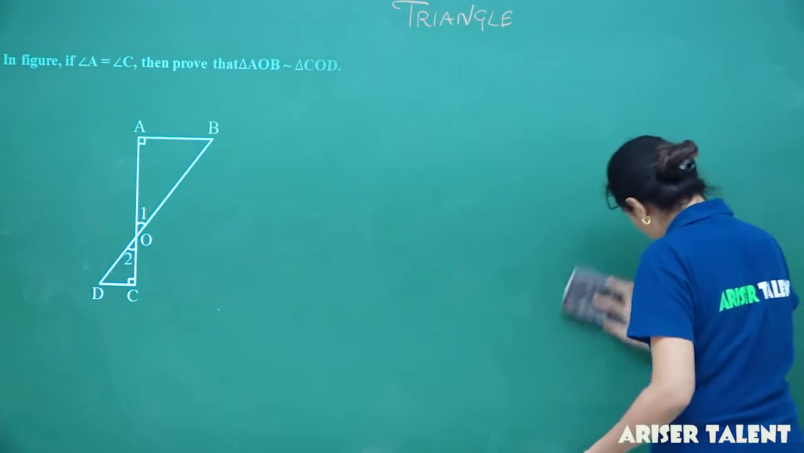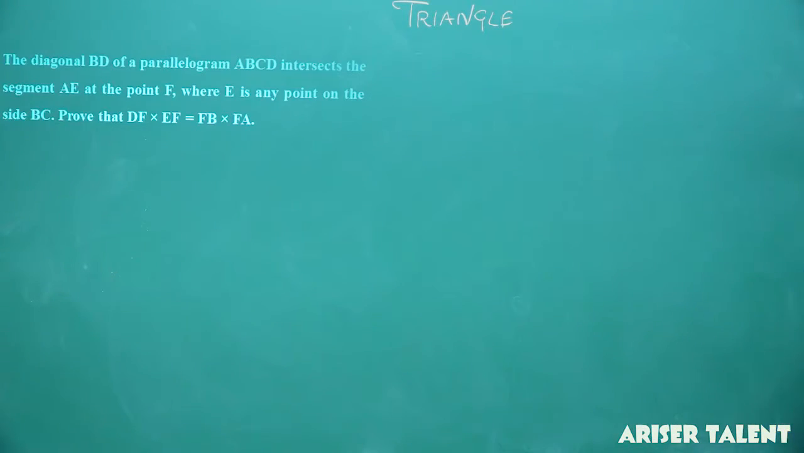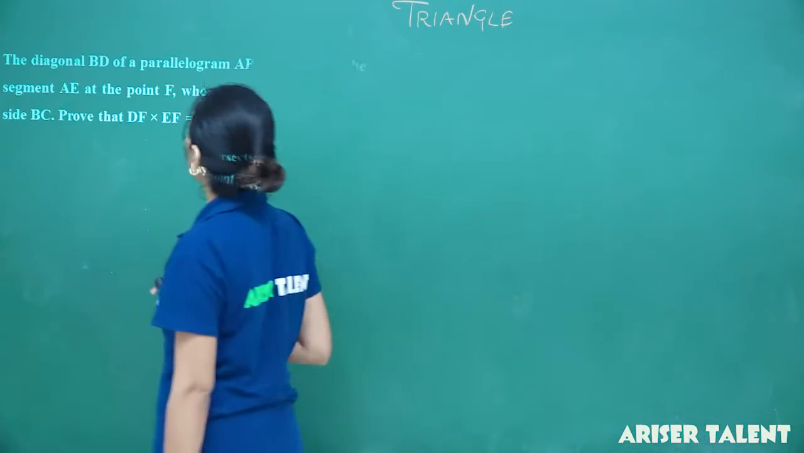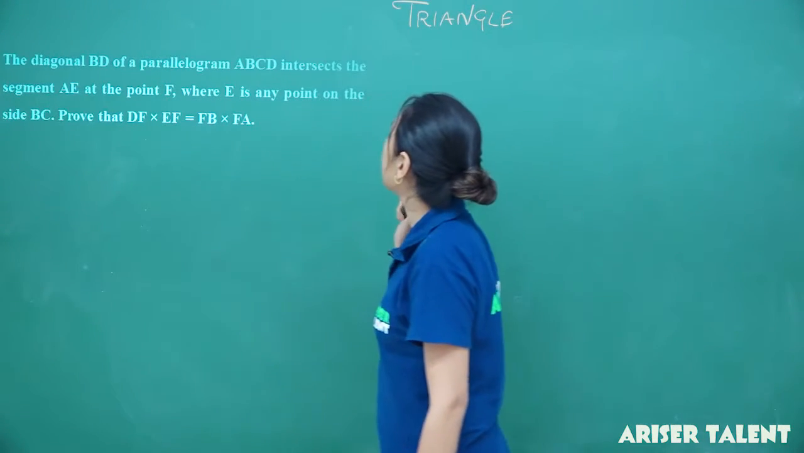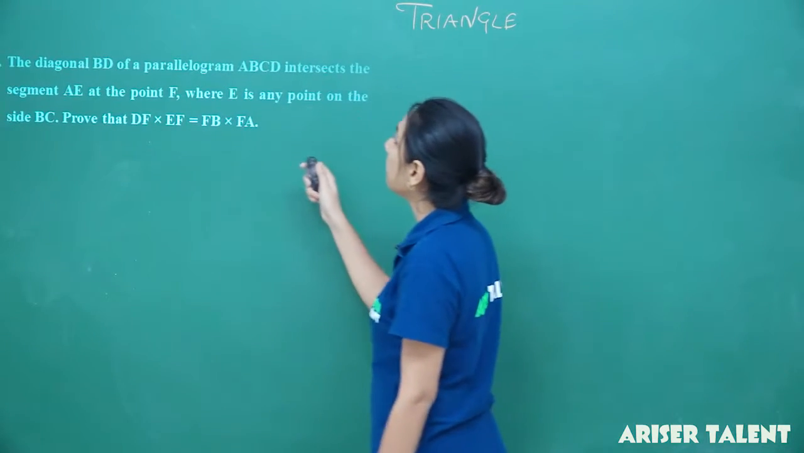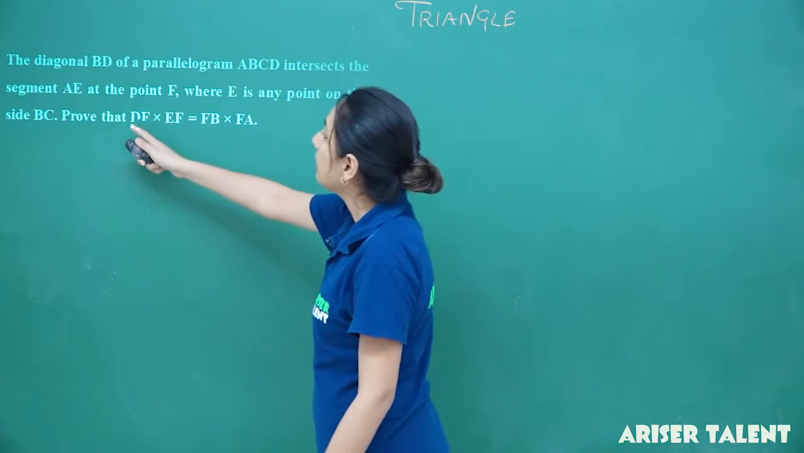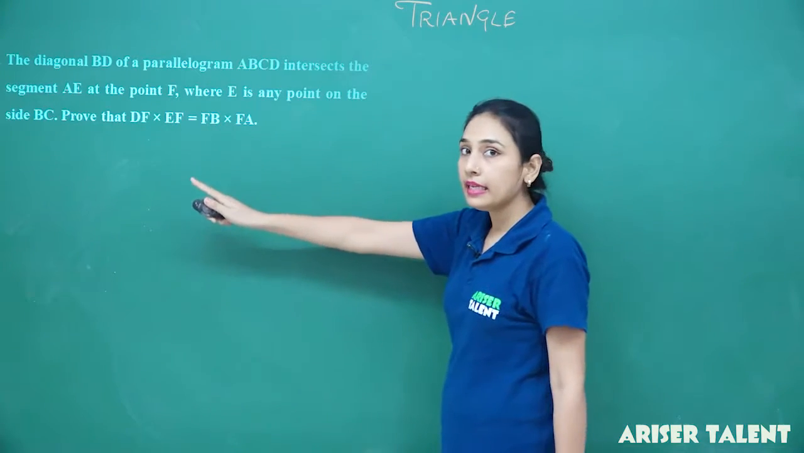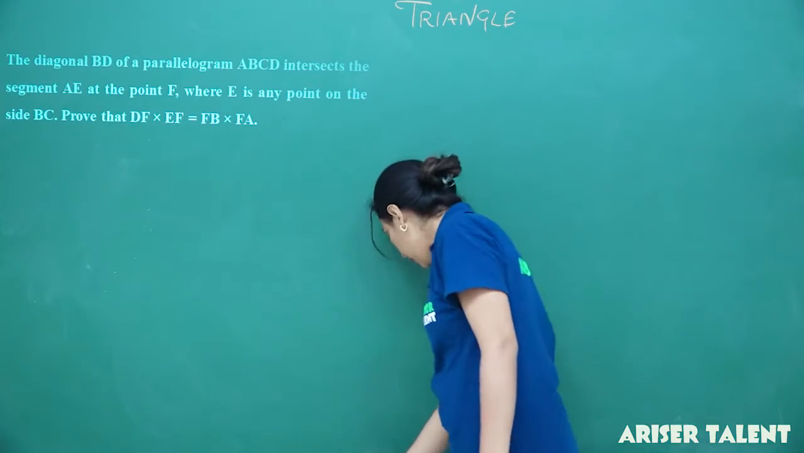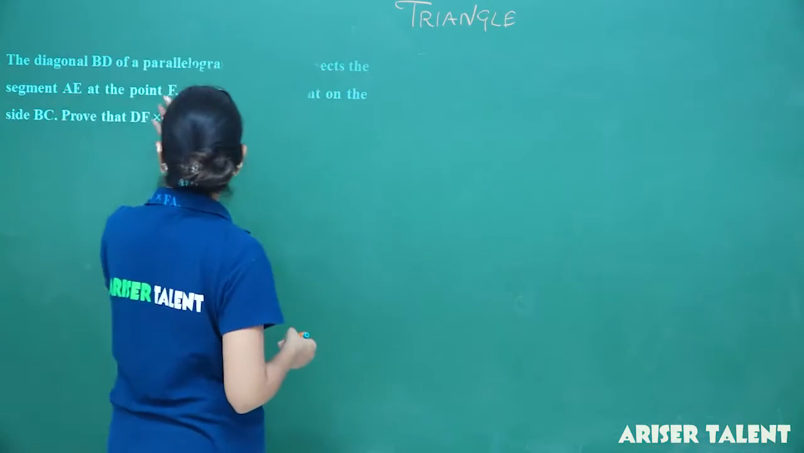This was quite simple. We don't have to do much on that. The next question is: the diagonal BD of a parallelogram ABCD intersects the segment AE at a point F, where E is any point on the side BC. Prove that DF multiplied by EF is equal to FB multiplied by FA. So first, what do we have to do? We have to draw a diagram as per our question.